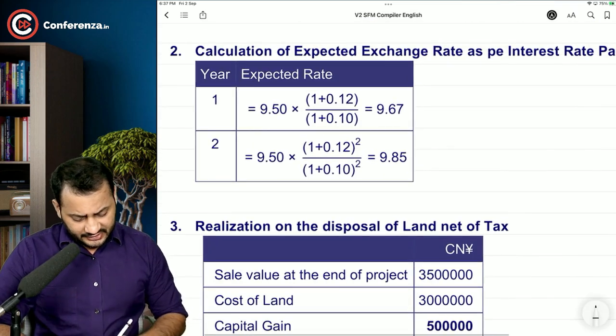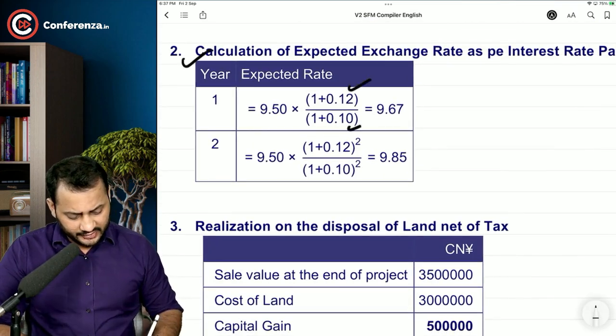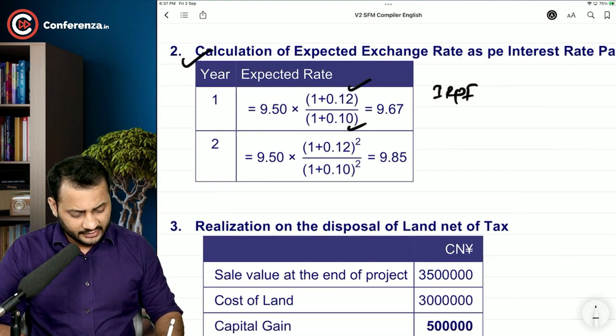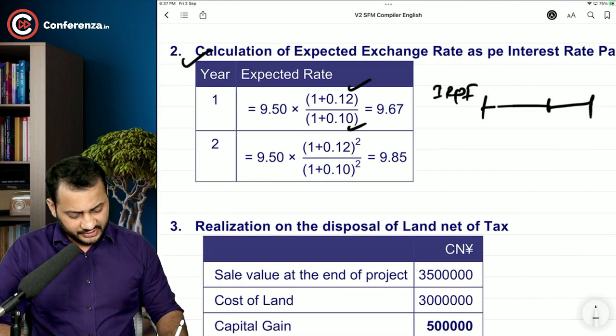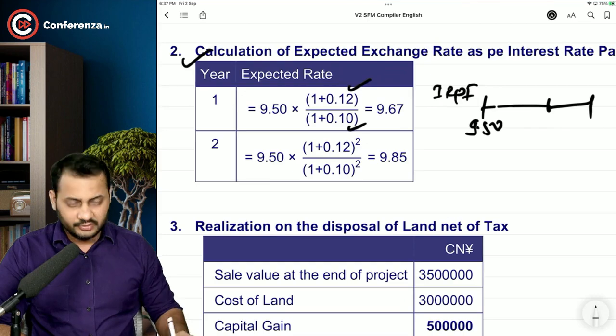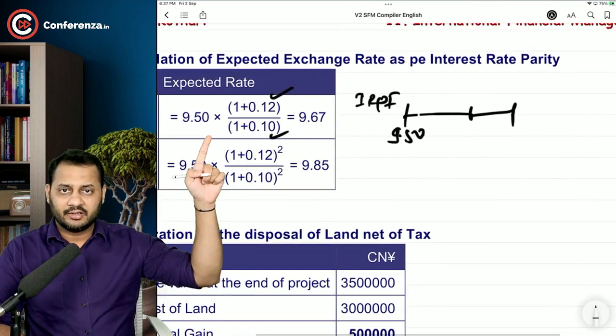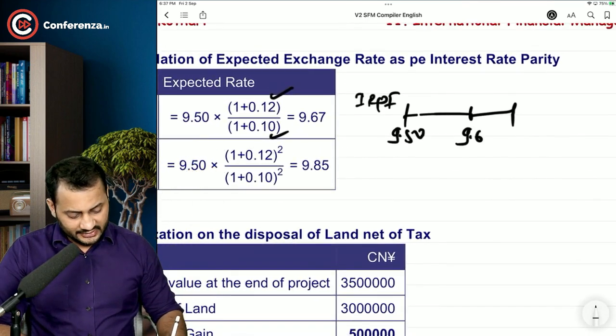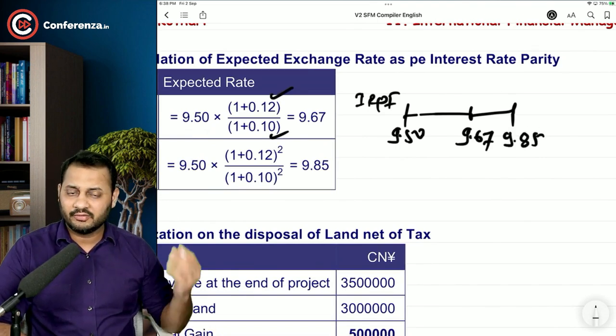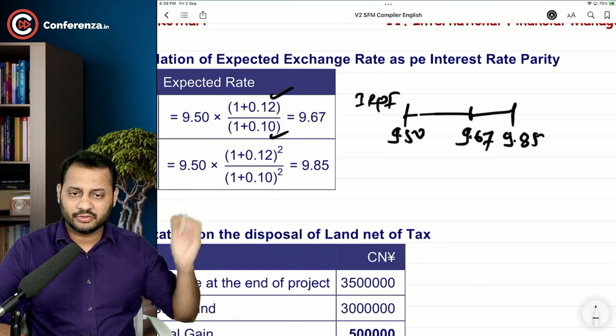this is the exchange rate that they have calculated using the nominal rate, interest rate parity theory. See, exchange rate is 9.50 today. So once you apply the interest rate parity theory, 9.67 for first year, 9.85 for second year. You can easily calculate that. We have done such calculations in the previous questions as well.